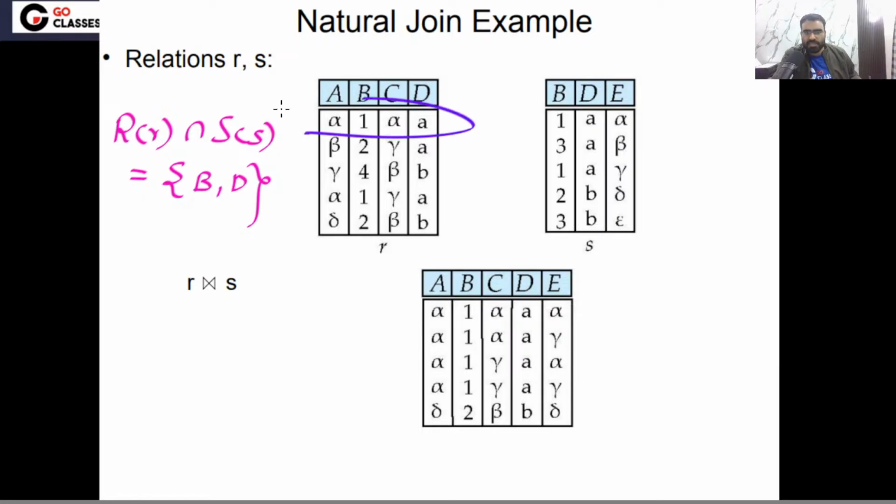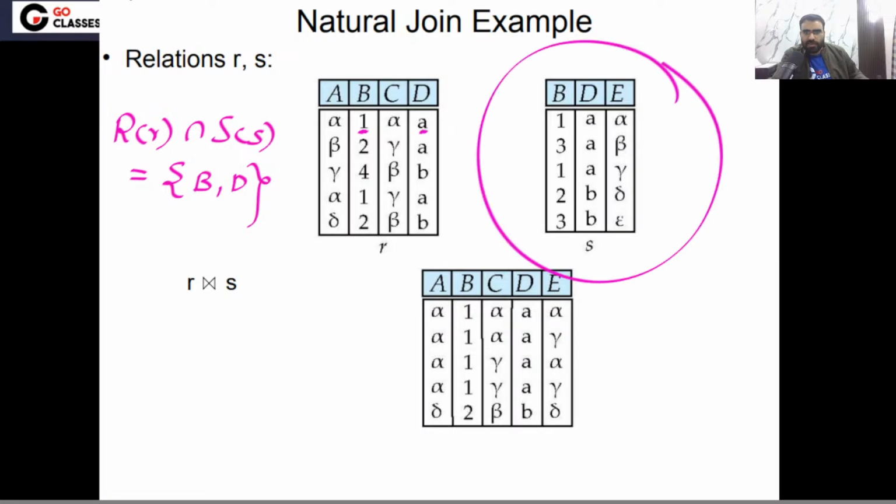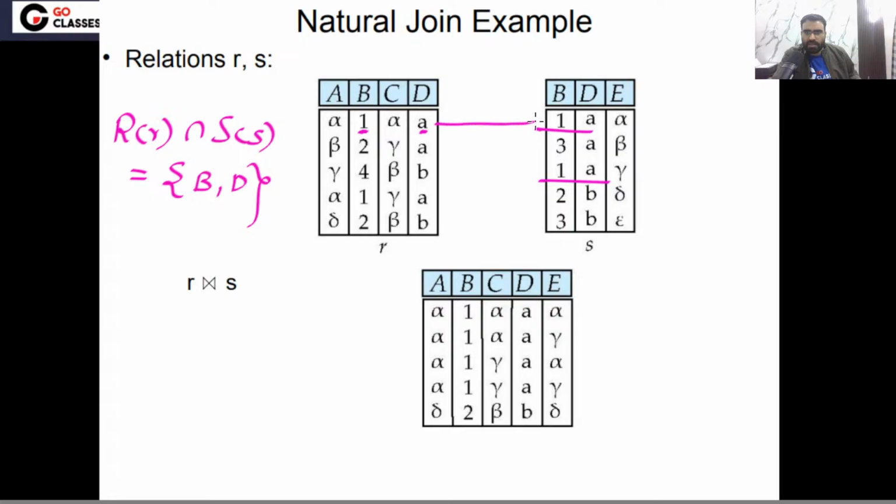Look at the first tuple here, the BD value is 1 comma A. Now in this table you check, is there any tuple where BD is equal to 1A? Yes, here 1A, here 1A. So very simple, this first tuple of R will combine with these two tuples. So you can see in the output we will get these two tuples, alpha 1 alpha A alpha.